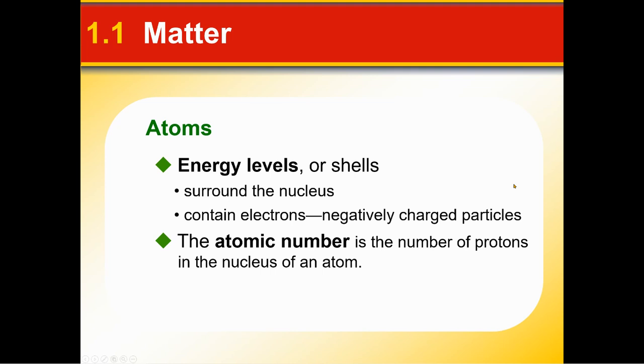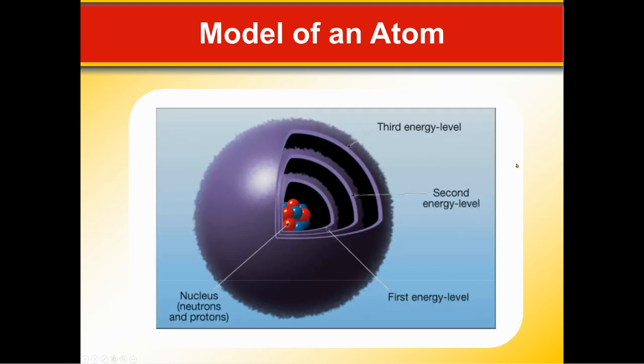Then we have energy levels. These energy levels, or shells, and I usually call them shells, so that might sound familiar if you've had me in class before. They surround the nucleus. They're orbiting the nucleus, and these electrons are negatively charged particles. The atomic number is the number of protons in the nucleus of an atom.